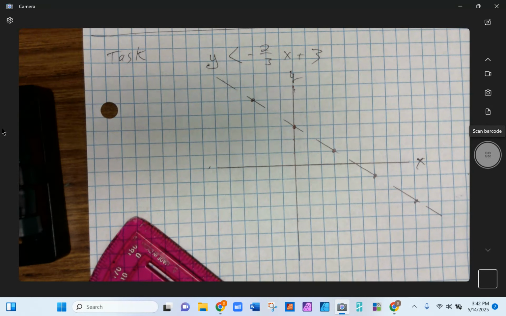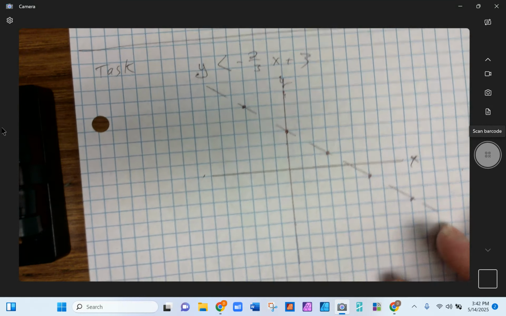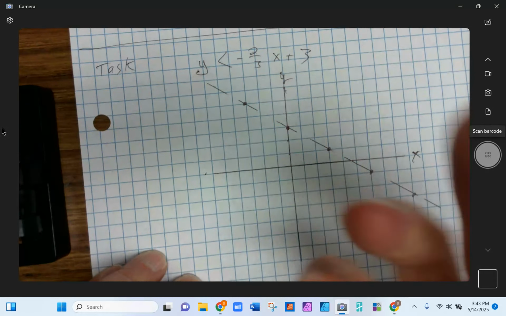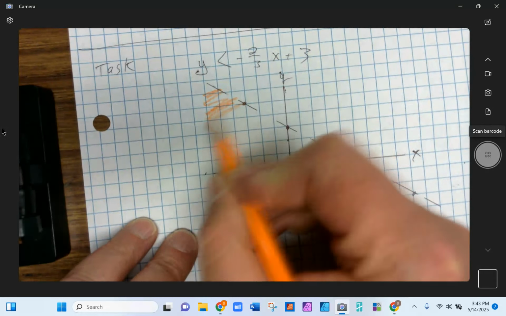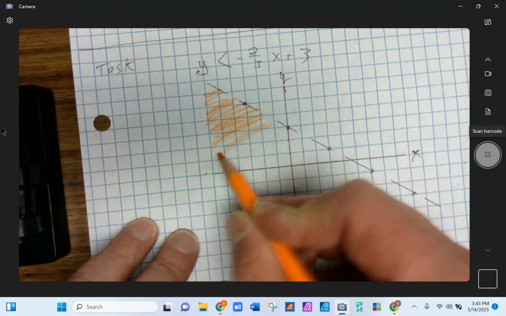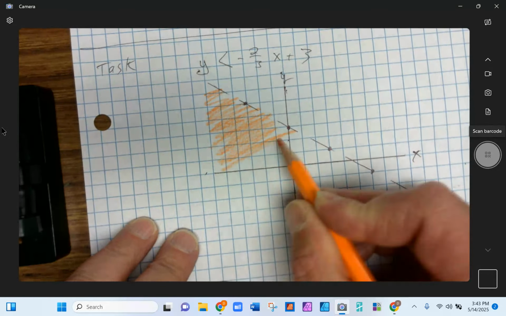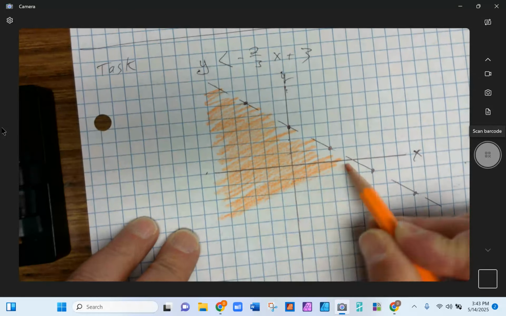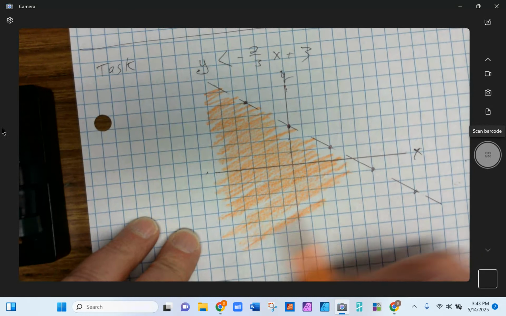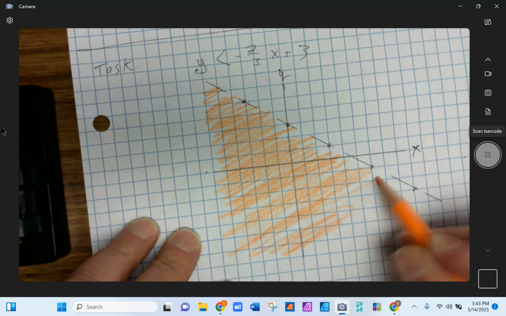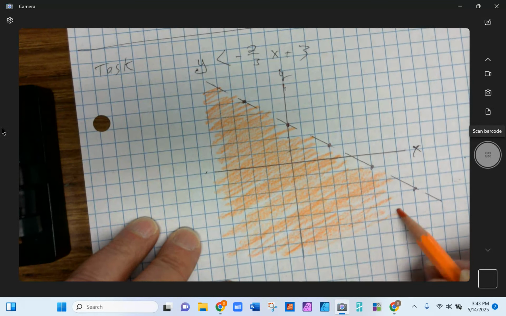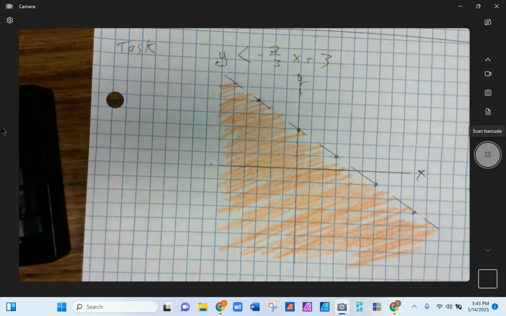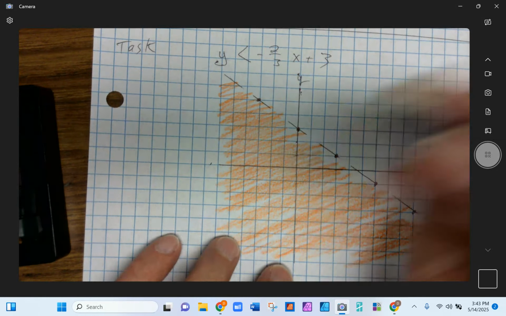Okay, and so we've got our dashed line right here, and it does say less than, so it's basically saying everything below the line. So now we get to color it a little bit. We shade in everything below the line on the graph. So you get to do a little coloring. Isn't that fun? So everything below this line is a solution to this inequality.